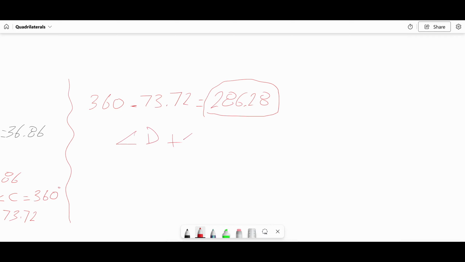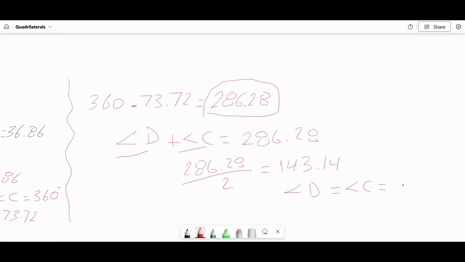Angle D plus angle C are equal to 286.28, but we know that this angle and this angle are equal. So if we divide 286.28 divided by 2, we find that it's equal to 143.14. So angle D equals angle C equals 143.14.